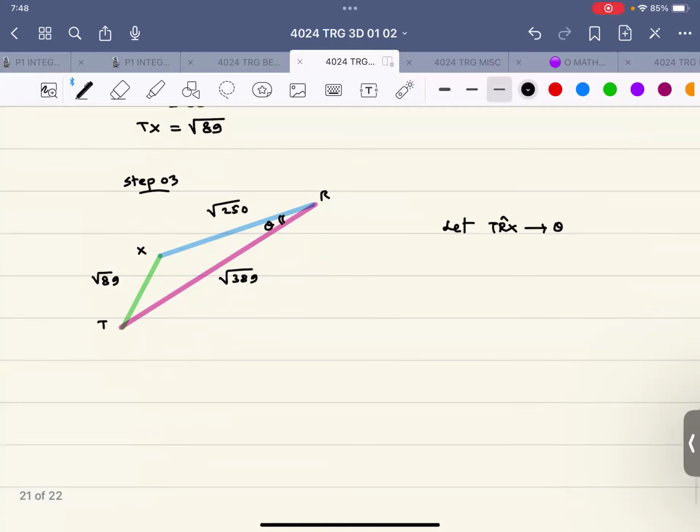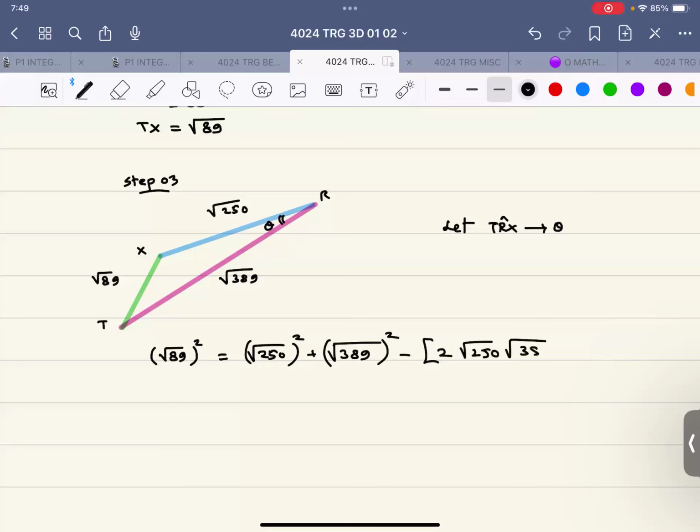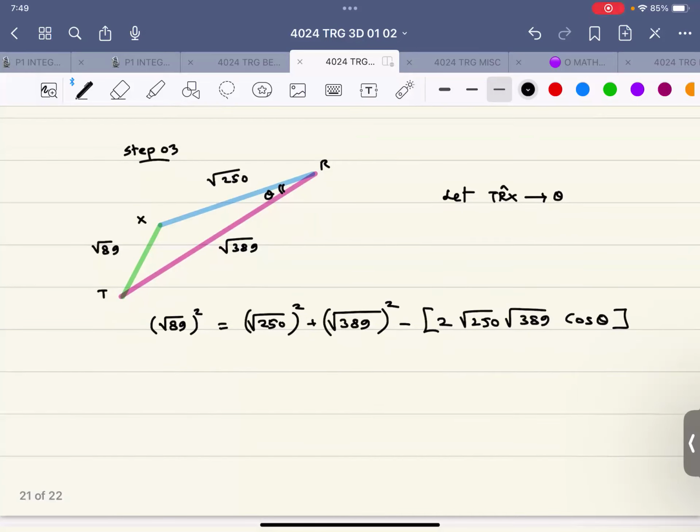So therefore, we have to use cosine rule because all 3 sides are given. So therefore, root 89 whole square, that is root 250 whole square plus root 389 whole square minus 2 into root 250 into root 389 into cosine of theta. So now let me use a calculator. So therefore, this is 89 minus 250 minus 389. And this equals to I'll use a calculator over here. First of all, let me multiply 250 into 389.